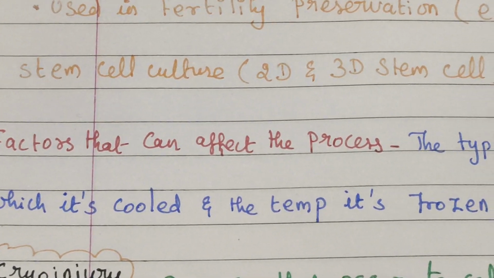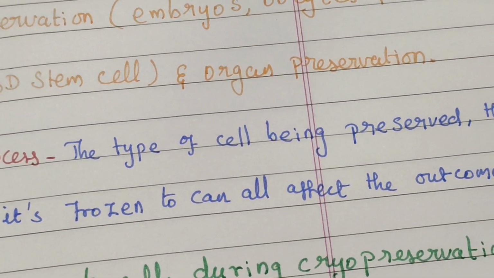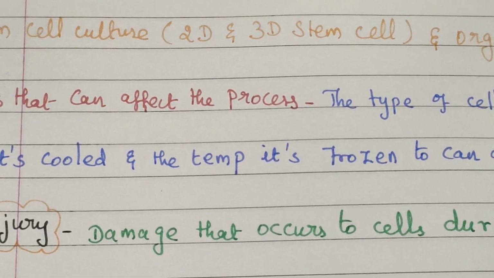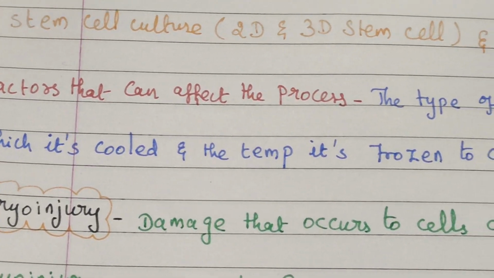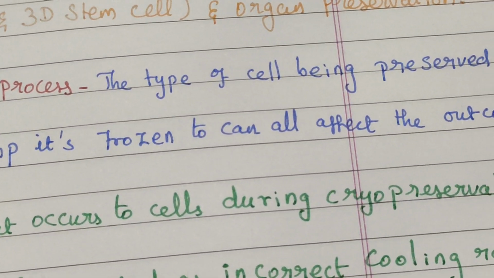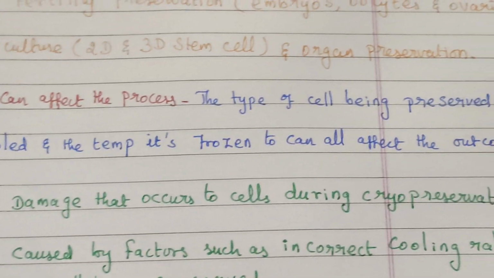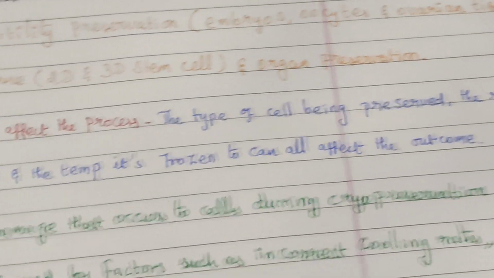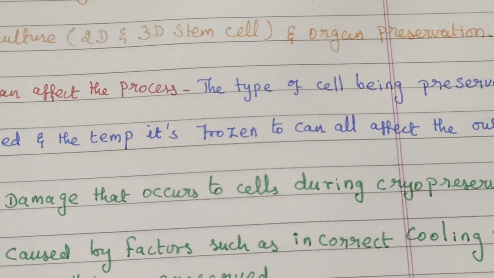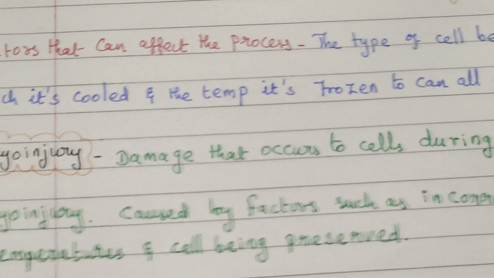Then what are the factors that affect the process of cryopreservation? The type of cell being preserved, the rate at which it is cooled and the temperature it's frozen to can all affect the outcome.